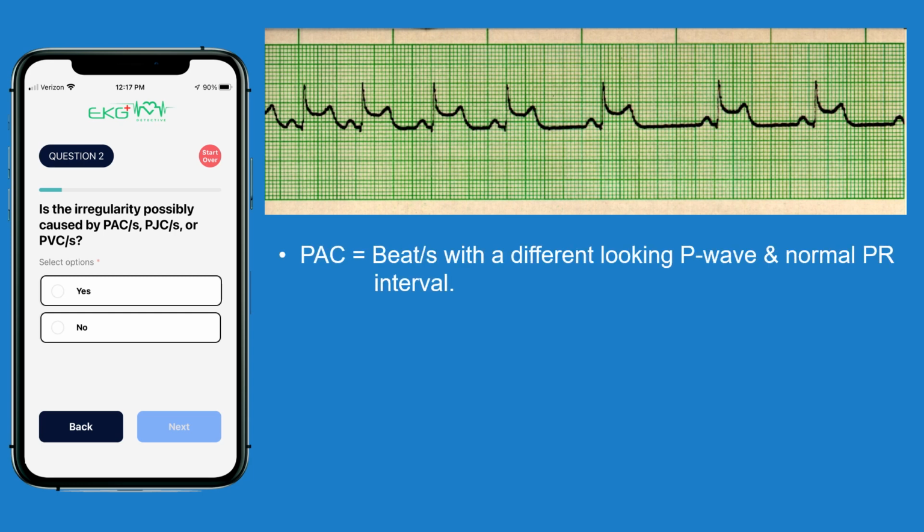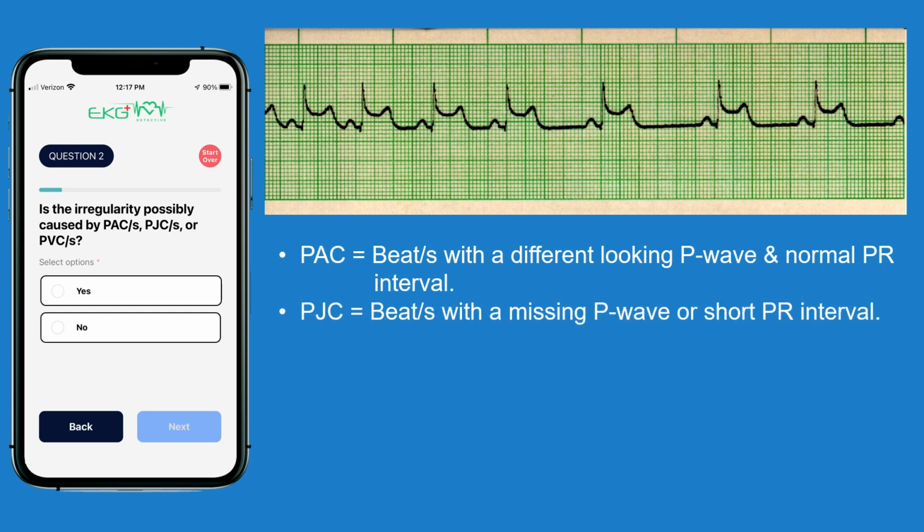A PAC is going to be a beat that has a different looking P wave from the underlying rhythm, but the PR interval is going to be normal, between 0.12 to 0.20 seconds. A PJC is going to be a beat that is either missing P waves, or if there is a P wave in front of the QRS, it is generally going to be inverted and retrograde, and the PR interval is going to be short at less than 0.12 seconds.